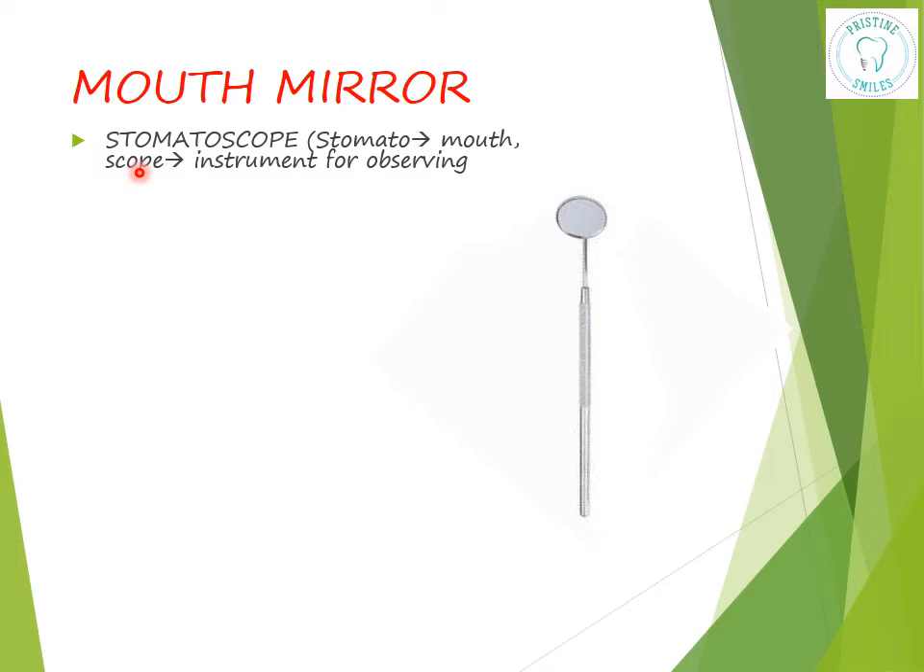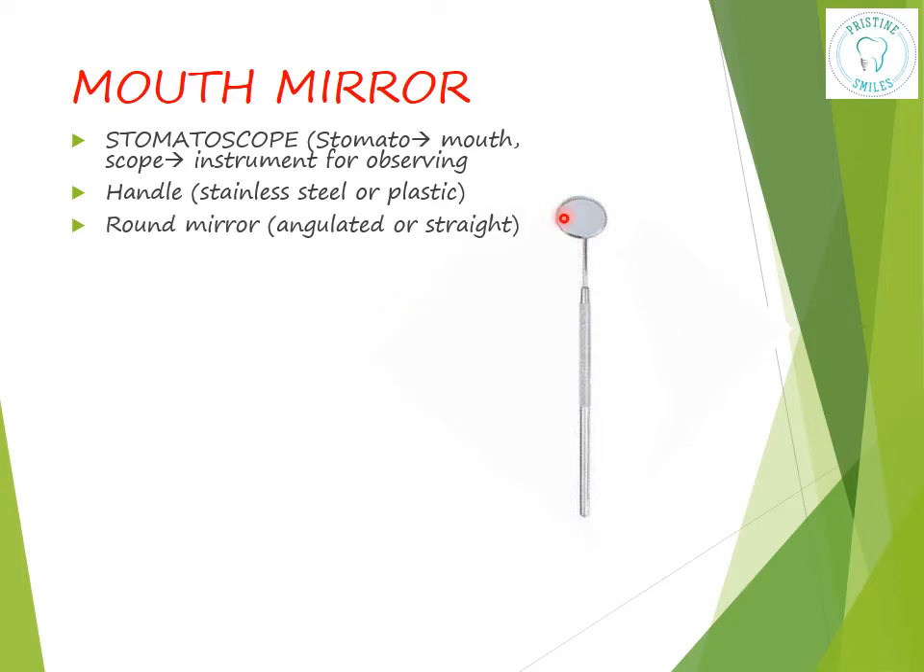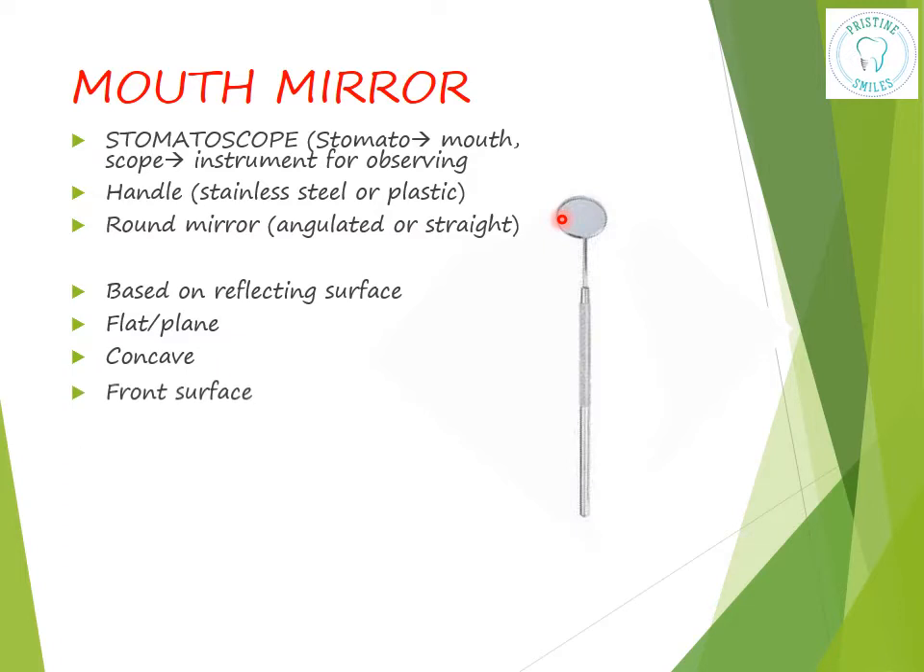It has a handle and a rounded mirror. Now, based on the material, the handle may be stainless steel, which can be autoclaved, or it can be plastic, which is disposable. The round mirror may be angulated or straight. Now, based on the reflecting surface, there are 4 types of mirrors: the flat or the plane reflecting surface, concave mirrors, front surface, or the double-sided mirrors.